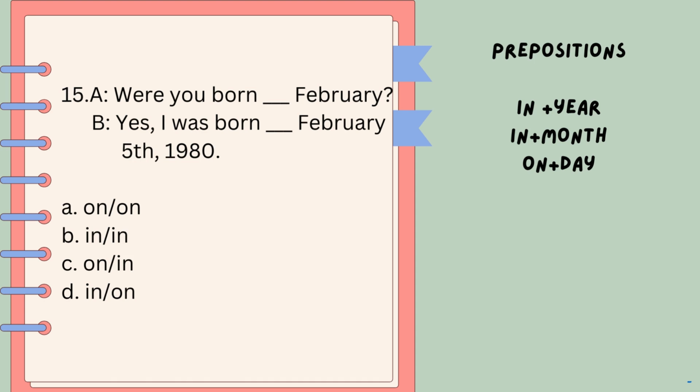When you give the date, like 5th of June or 6th of May, you have to use on because now you have a specific day. But if there is no date, like just a year or just the month, you have to use in. So the answer here: were you born in February? Yes, I was born on February 5th, 1980.